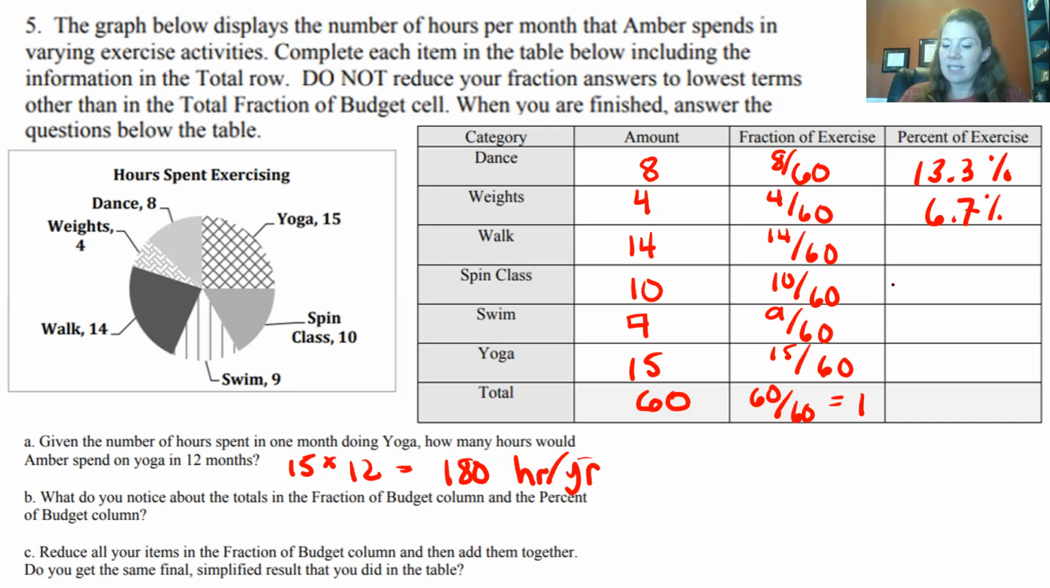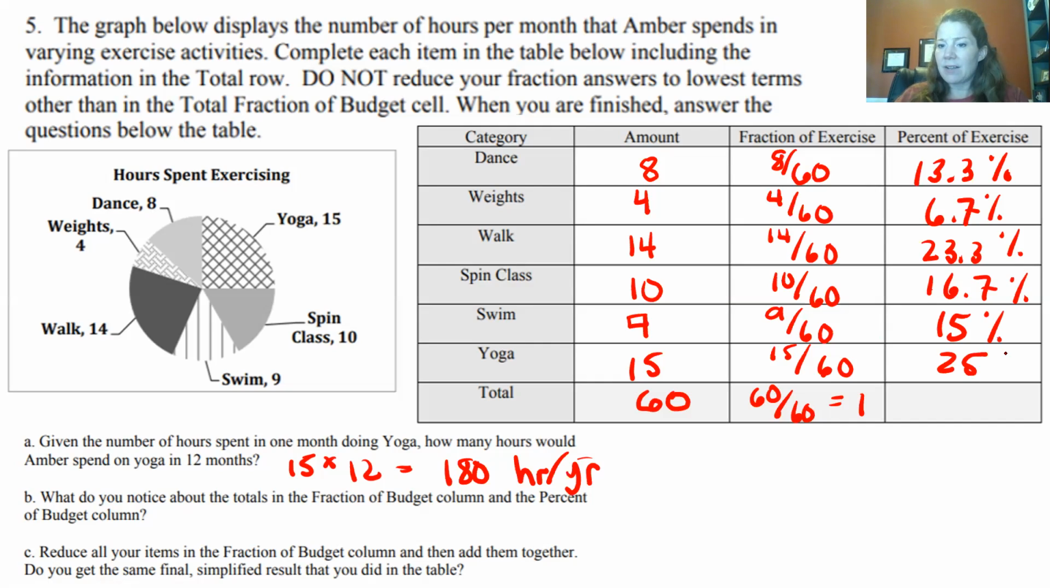14 out of 60 should be 23.3%. 10 out of 60 is 16.7%. And then 9 out of 60 is 15%. And 15 out of 60 is 25%.